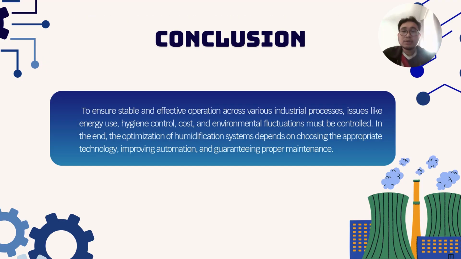So in the conclusion, to keep industrial processes running smoothly, factors like energy use, hygiene, cost, and environmental change must be controlled. By choosing the right humidification technology, improving automation, and ensuring proper maintenance, operation can stay stable and efficient.